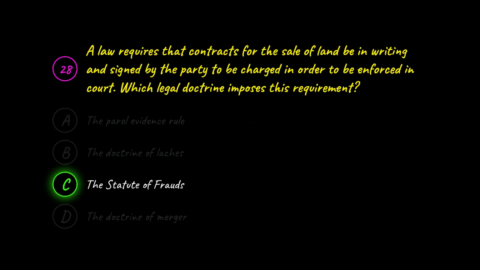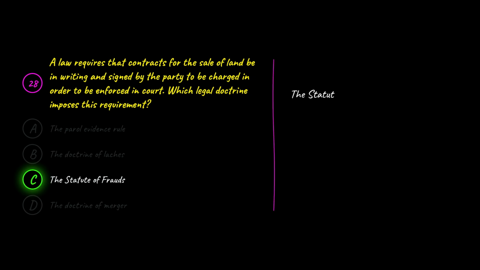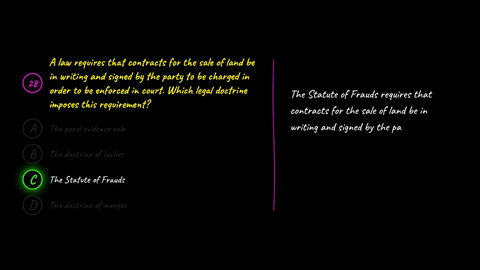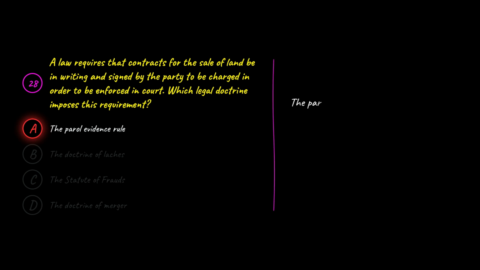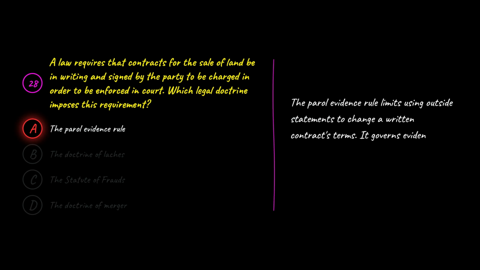The correct answer is C. The statute of frauds. C is correct because the statute of frauds requires that contracts for the sale of land be in writing and signed by the party to be charged. Its purpose is to prevent fraud and false claims about important agreements concerning real estate. A is wrong because the parol evidence rule limits using outside statements to change a written contract's terms. It governs evidence about an existing writing, not whether a land contract must be in writing at all.